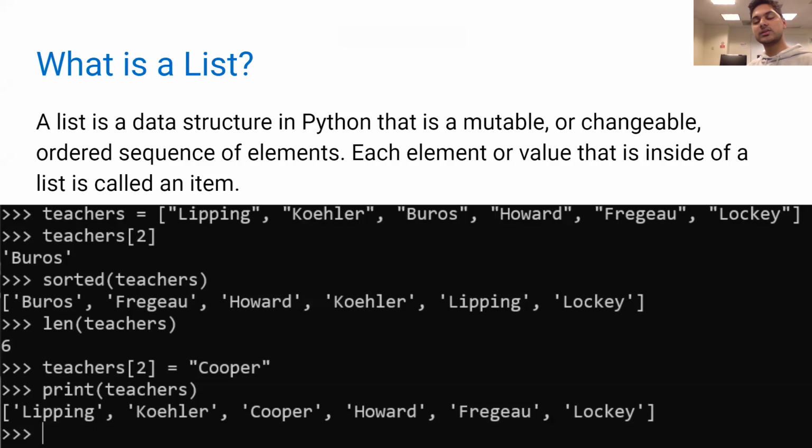And we can actually, lists are mutable, so we can change what element 2 is by using teachers of 2, and we're going to set that equal to Cooper. I didn't have Cooper, but I had a Cooper in my junior year. And now, goodbye Burrows. I have Cooper now, and so we can print our teachers again. And this is my new schedule.